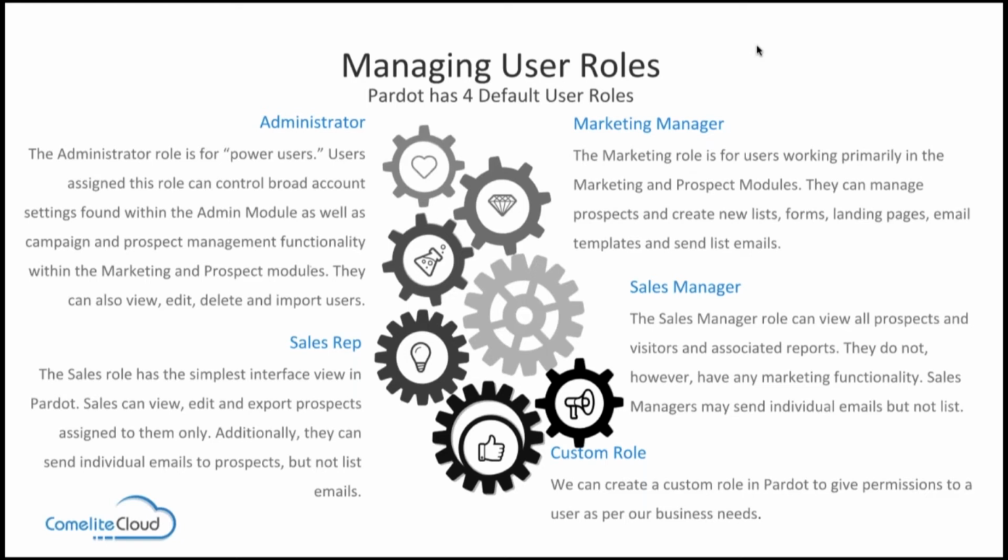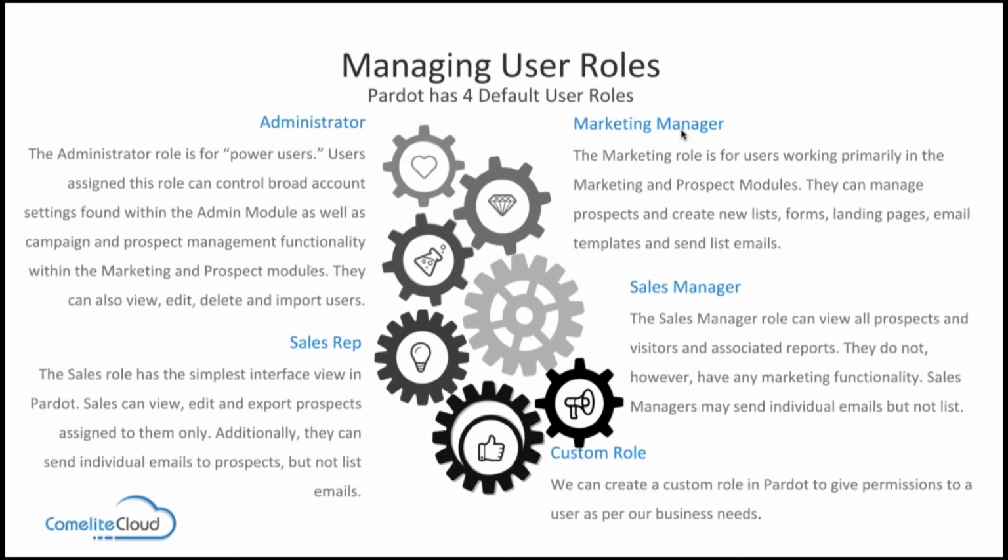Okay, so let's move forward with our presentation. Next we are going to talk about how we can manage the user roles. By default, Pardot gives us four default user roles, and a user role defines which Pardot feature and data a user has access to. So when you add a user, you assign them a role. You can use the Pardot default user roles. You cannot modify the default user roles, but you can clone a role and add it to create custom roles. So let's go one by one.